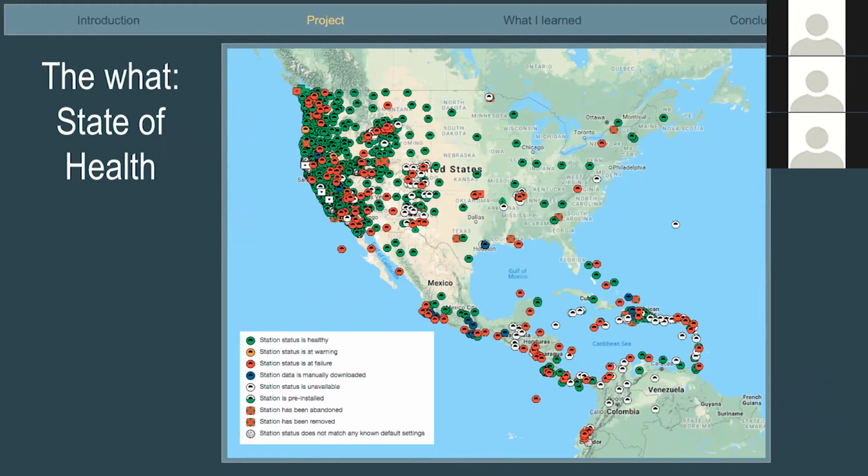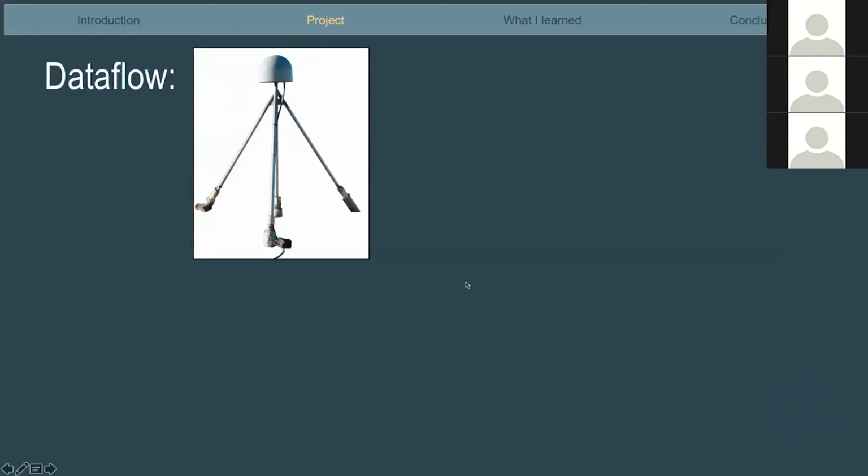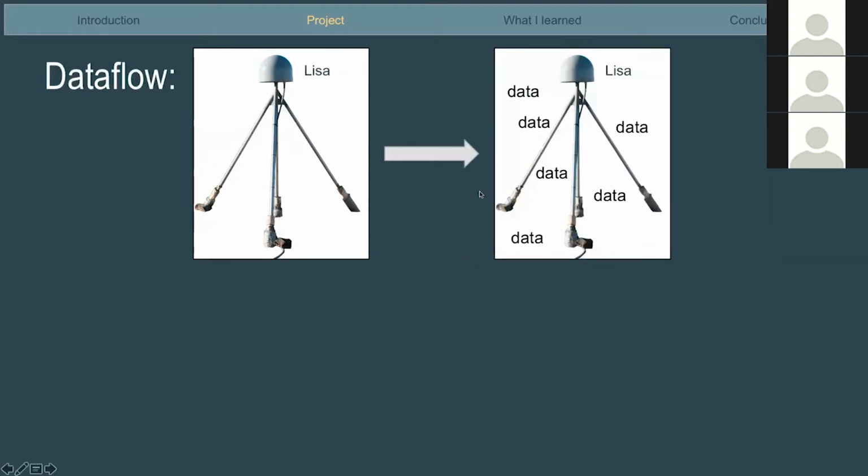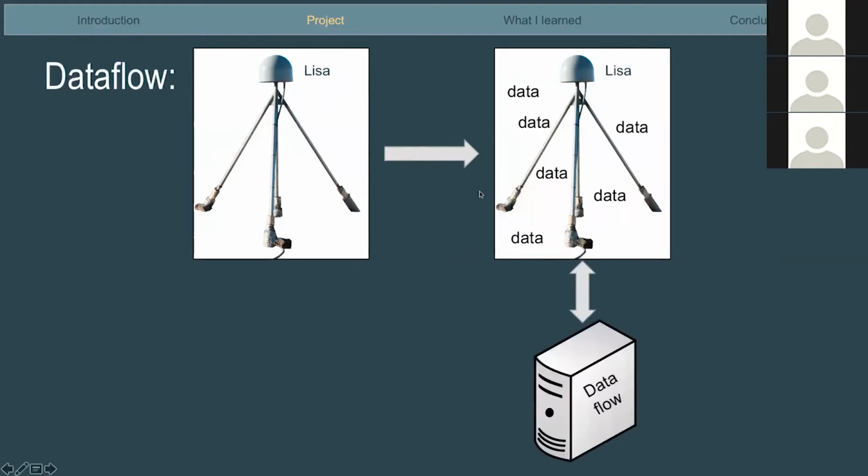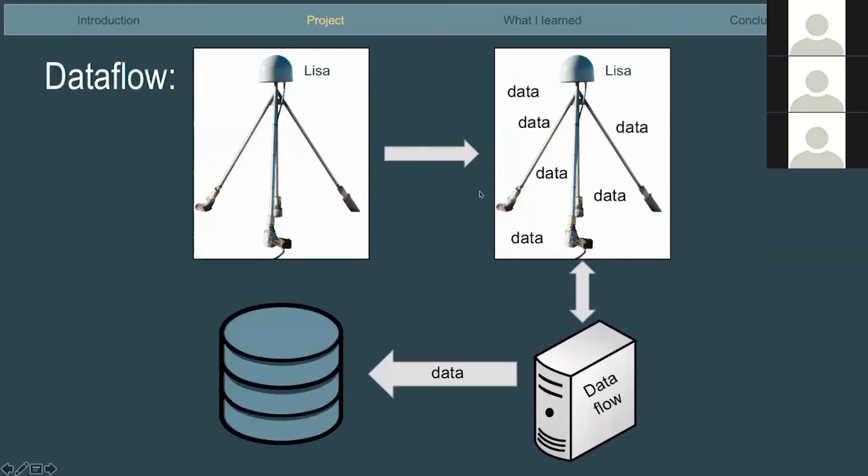And the way we get all this data is through a process called Dataflow. I know Dataflow means different things to different people, but I was going to explain it from my perspective, working with individual stations. So this is our station, Lisa. And Lisa is busy generating data all the time. And Dataflow goes out and reaches out to these stations and grabs data. From there, it puts it somewhere in our system, and then other teams at UNAVCO can go out, grab that data, process it, and do whatever they need to do.